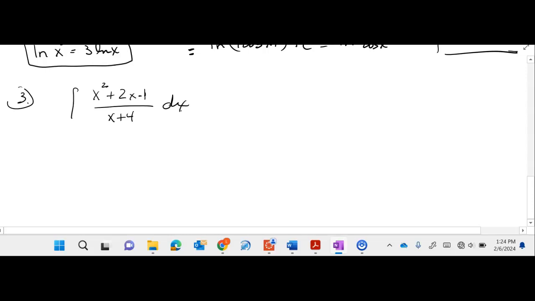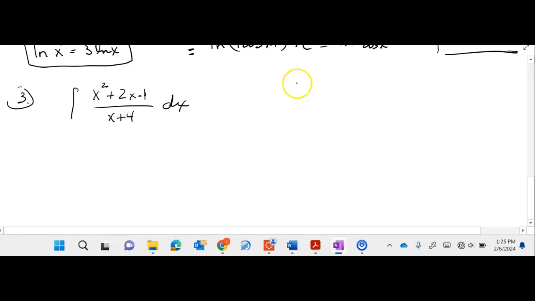You can't let u equal x plus 4 because the derivative is not x squared. Now, if you let u equal x squared plus 2x minus 1, your derivative's 2x plus 2. You can try to manipulate that to x plus 4, but here's why that's not going to work. You're going to end up with a du in the denominator, and that doesn't work. So, we're stuck. So you thought.